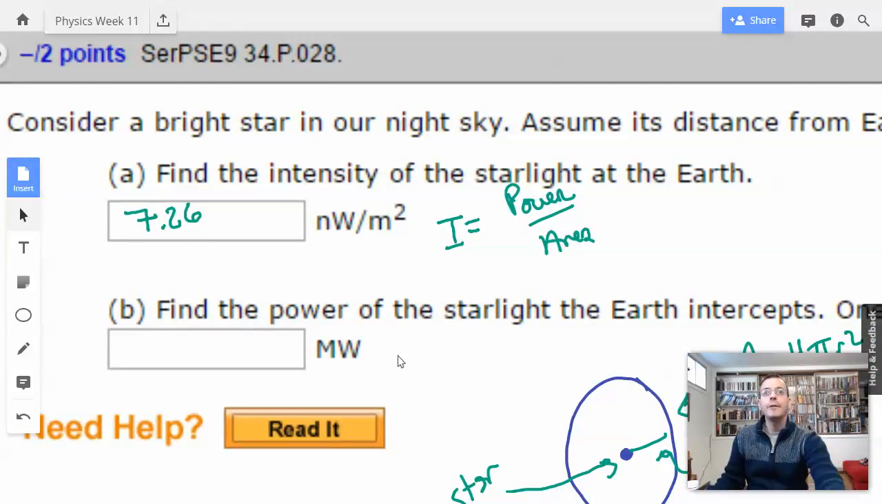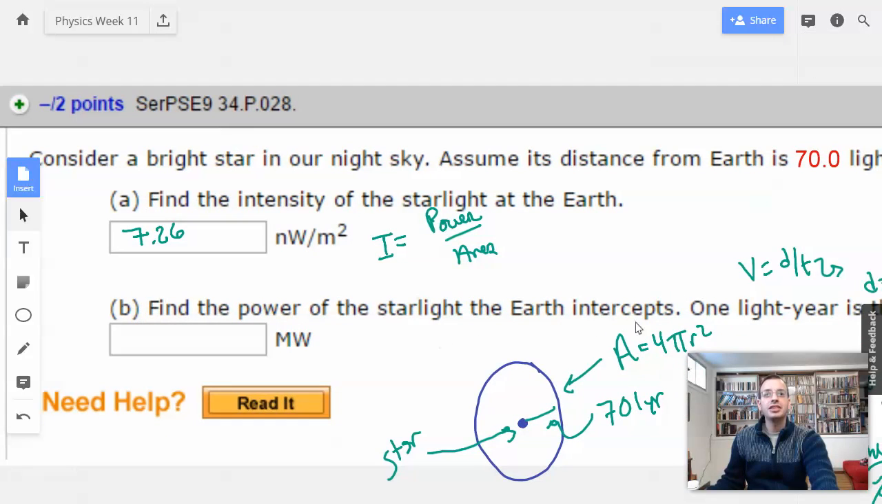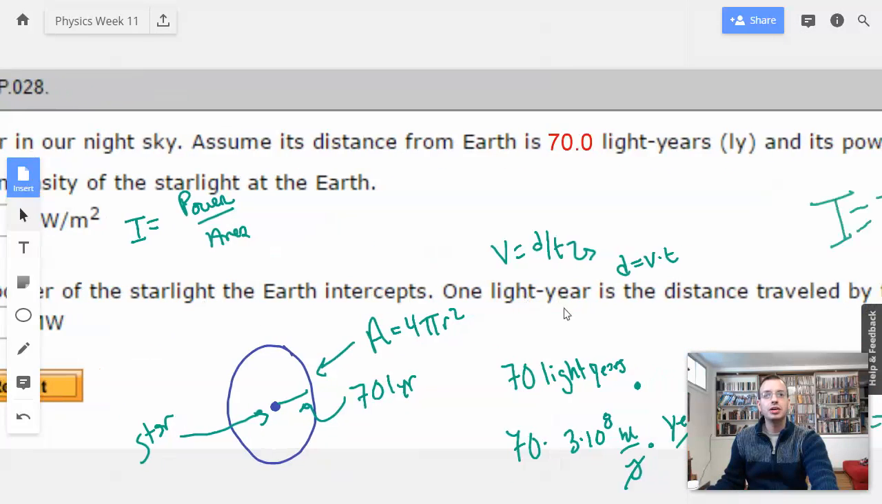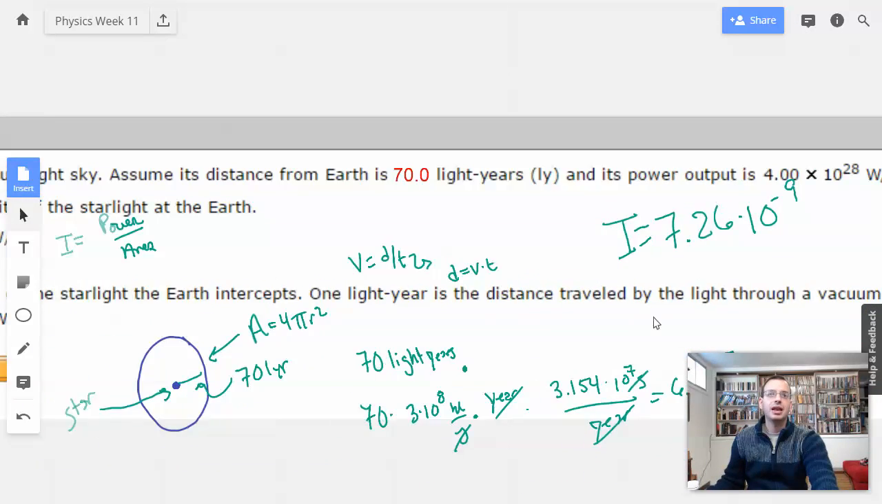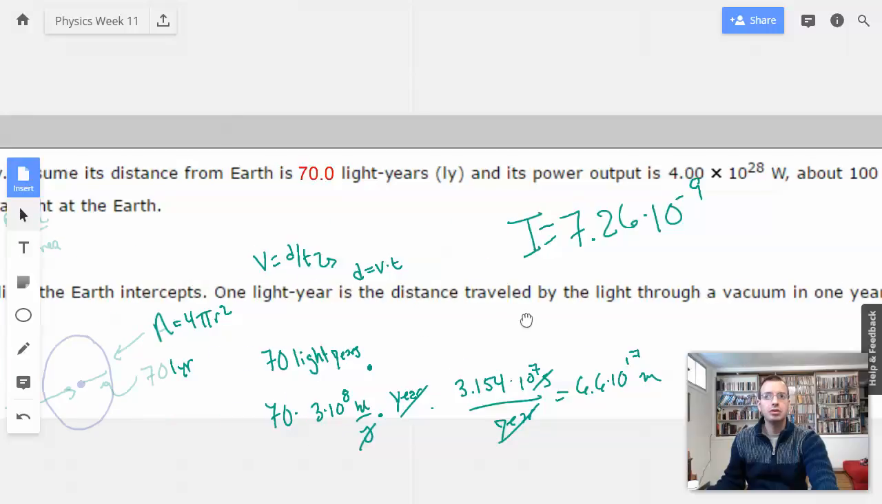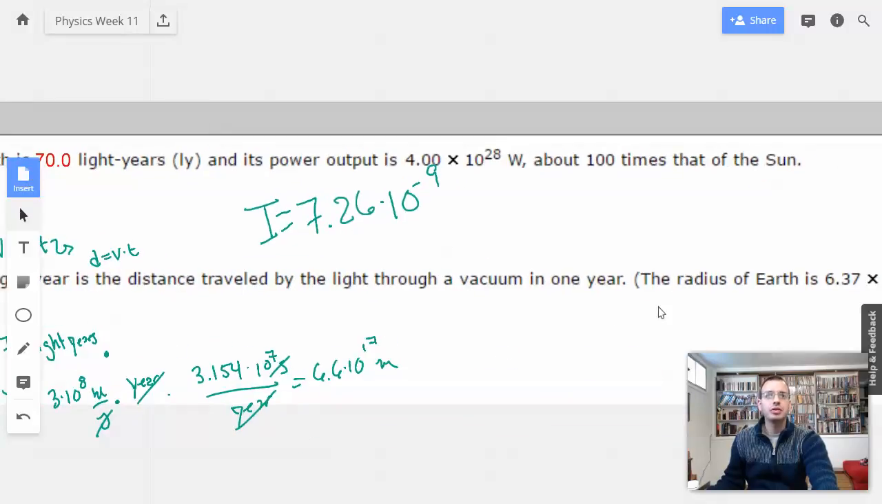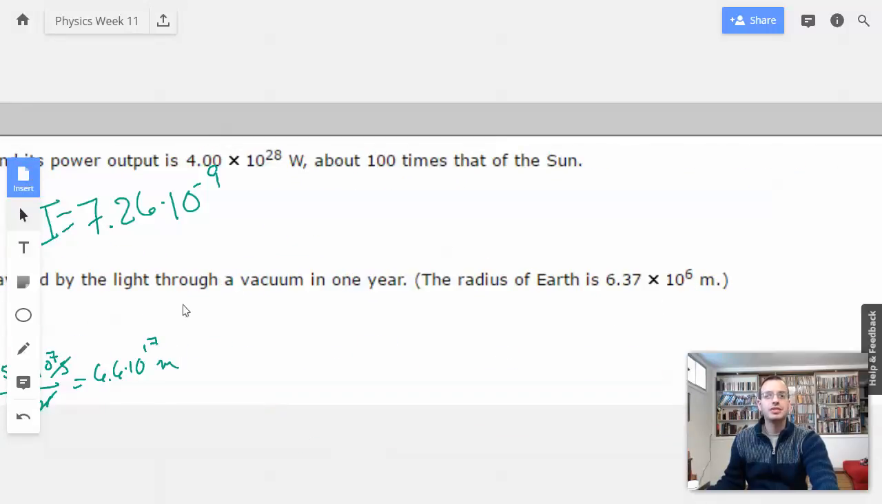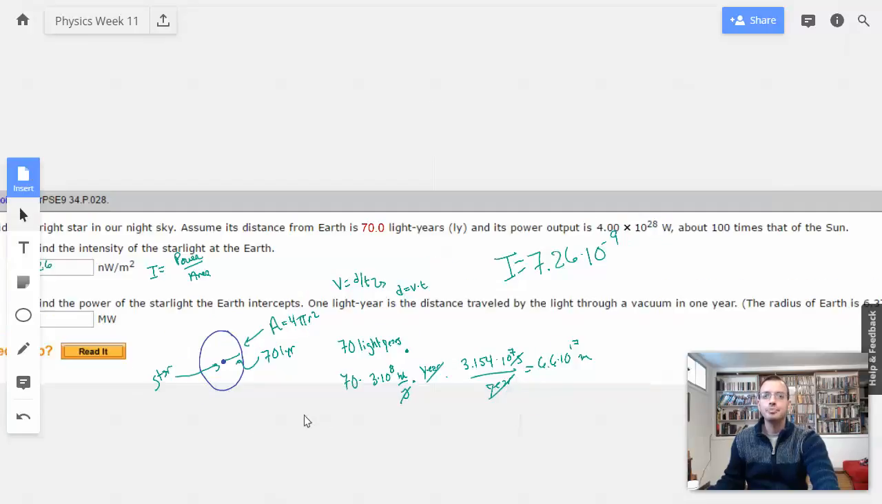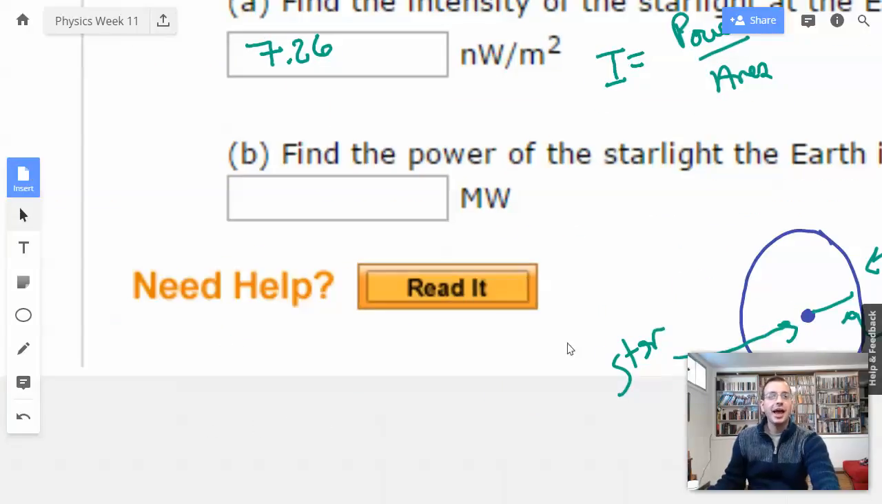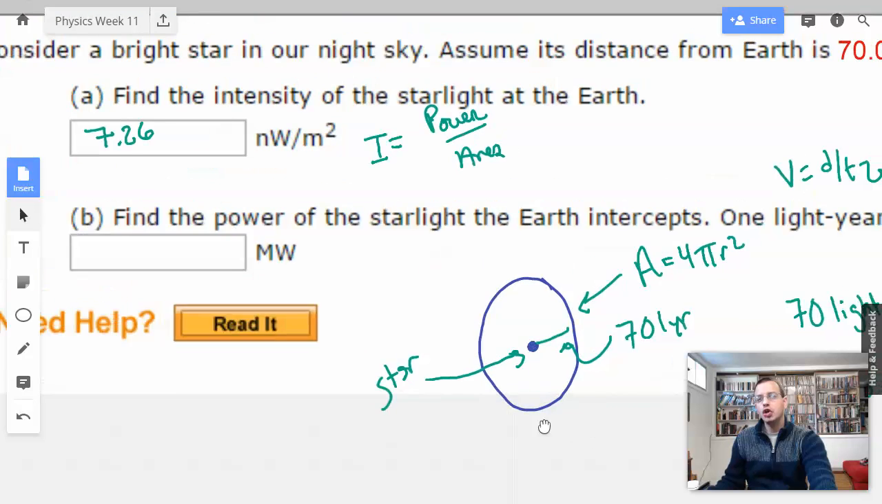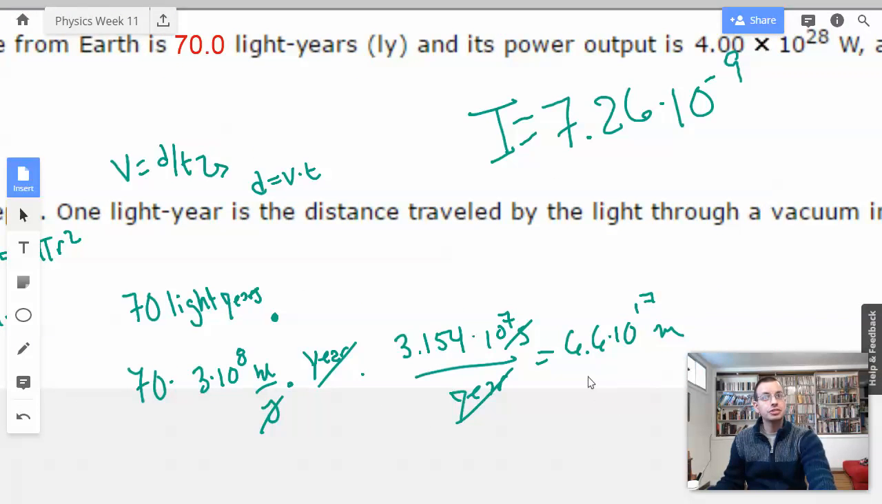Very small. Find the power of the starlight the Earth intercepts. 1 light year is the distance traveled by light through a vacuum. The radius of the Earth is 6.37 times 10 to the 6th. Okay. So now they're saying, how many square meters is the Earth? But they're not asking like normal square meters, not like the surface area of the Earth.